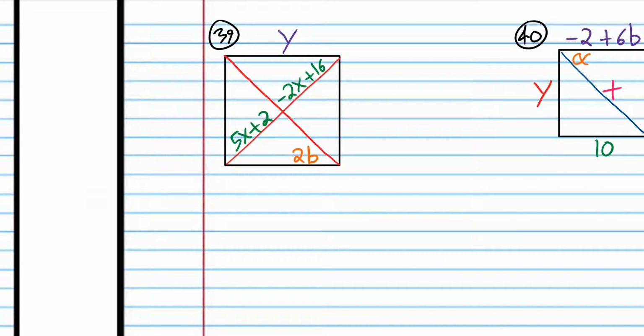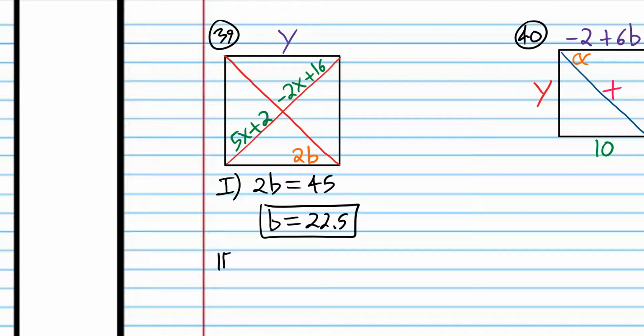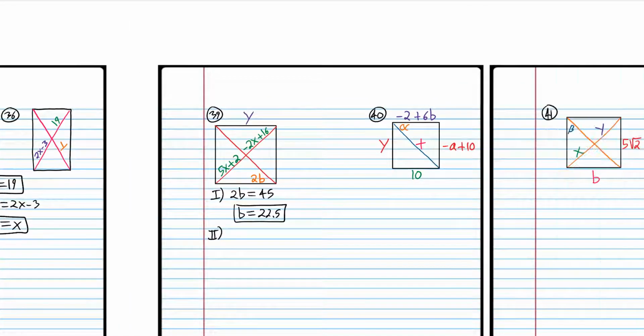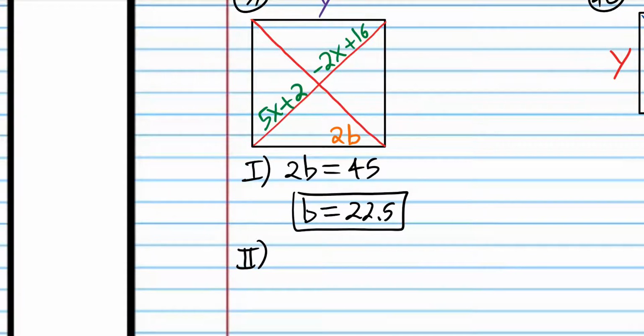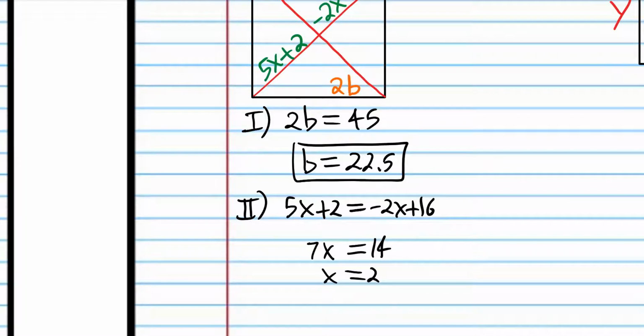So this is a parallelogram, so that means diagonals bisect. And first of all, let's do the easy part. 2b must be equal to 45. So b is equal to 22.5. You can use your calculator for that if you need to. Let's see here. Diagonals bisect, so 5x plus 2 is equal to negative 2x plus 16. And we have 7x and 14, so x is equal to 2.